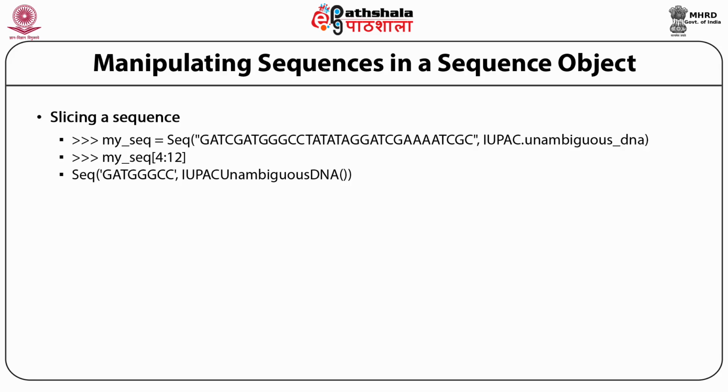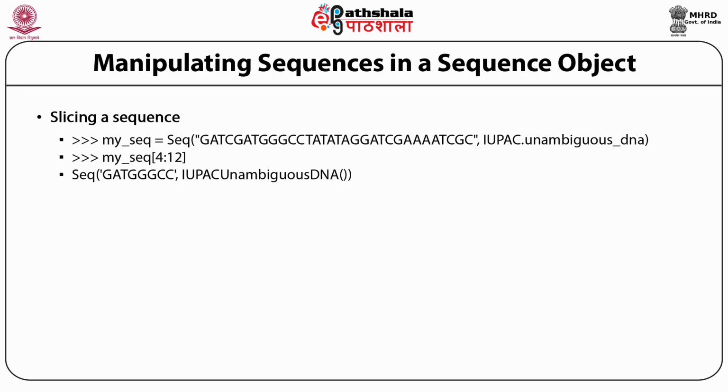If, for example, I want to slice it from the 4th position to the 12th position, all I have to do is say my_seq and then give the index. So 4 is the index followed by a colon and then 12 is another index. So what we get is GATGGGCC. These are the letters that take the indexes 4 to 12. Remember, Python starts with an index of 0. So 0, 1, 2, 3, 4. Index 4 becomes G and it goes on up to 12.